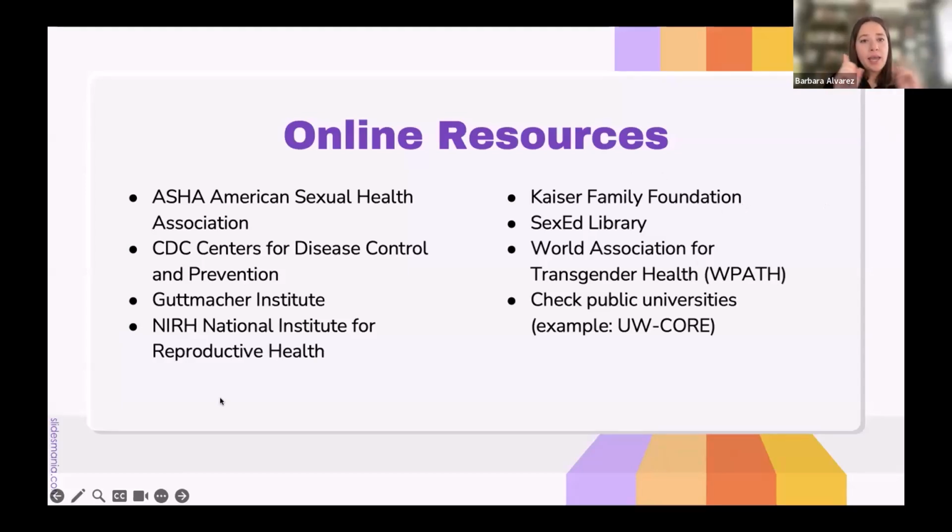Kaiser Family Foundation and Guttmacher Institute, those are probably two of my favorite ones that I like to go to because they're really fact-based, evidence-based, study-based. And Kaiser Family Foundation has a ton of resources as well. Then there is Sex Ed Library, a really colorful website to make sex ed available and accessible for people of all ages. The World Association for Transgender Health website. Also, consider first of all checking out your local county or your state resources. I have CDC on here, but see the health department locally or on a state level.